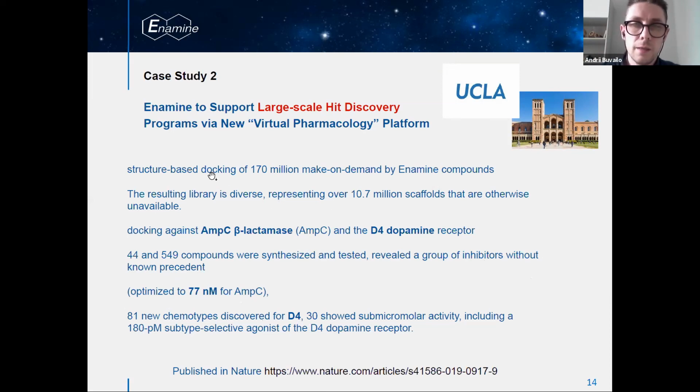And again, the bottom line of this cooperation is that Enamine can support this huge amount of molecules with actual synthesizability guarantee, so that whatever is suggested by the algorithm, Enamine can support it with actual molecules within reasonable times, like 2-3 weeks or something like that.